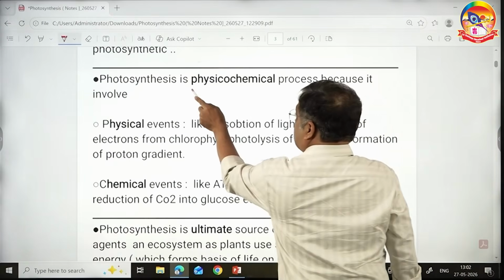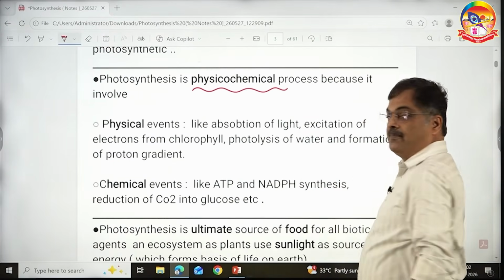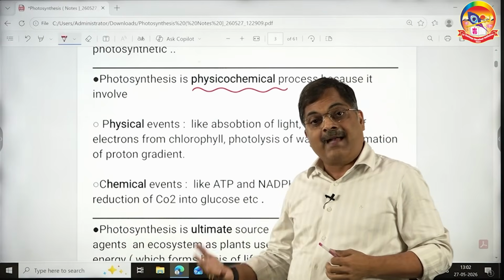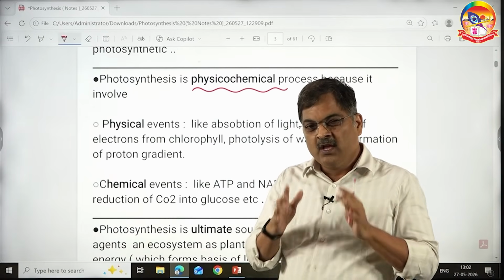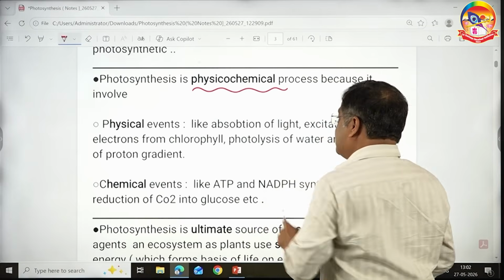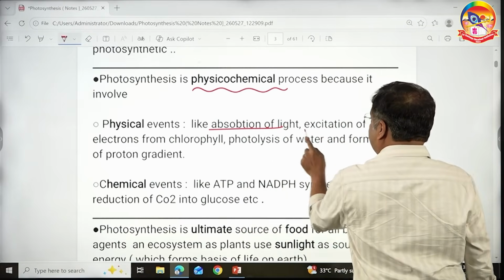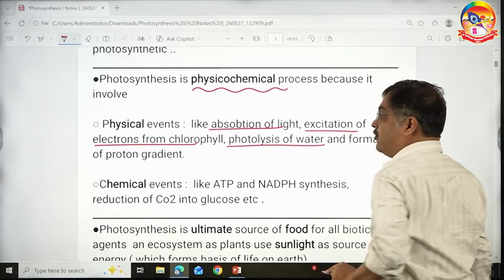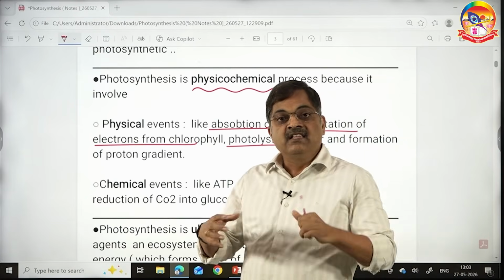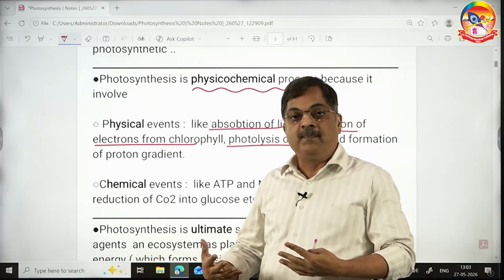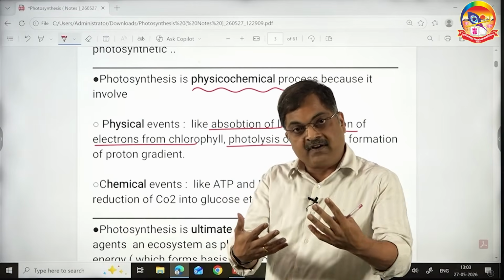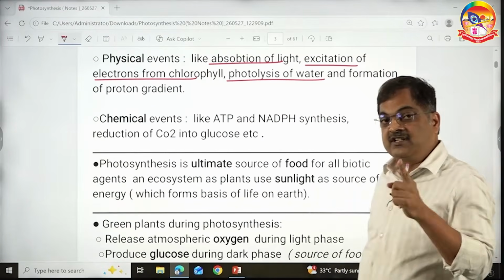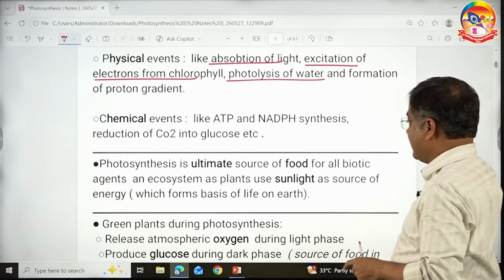Next one. Photosynthesis is a physicochemical process. Why we say that? There are some physical processes and chemical processes involved in this. What are the physical changes? Here I've written absorption of light is physical, excitation of electron from chlorophyll is physical, photolysis of water is physical. Whereas synthesis of ATP and NADPH2, synthesis of sugar from glucose, these are the ones which are chemical. That is the reason your textbook says it's a physico-chemical process.